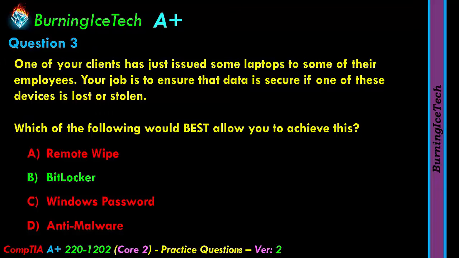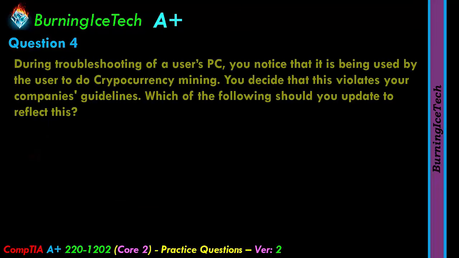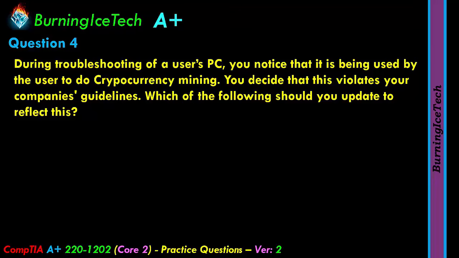Moving you guys along, question 4. During troubleshooting of a user's PC, you notice that it is being used by the user to do cryptocurrency mining. Ooh. You decide that this violates your company's guidelines. Which of the following should you update to reflect this?